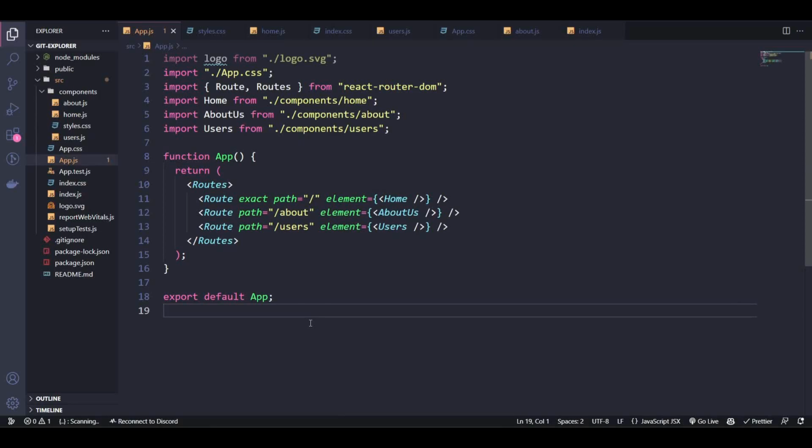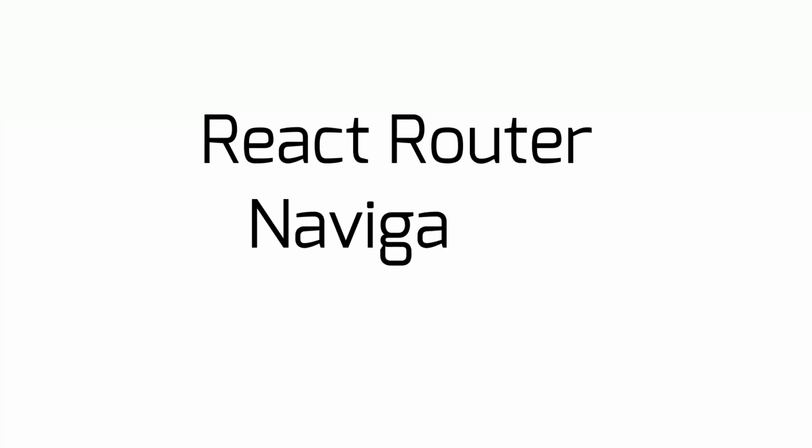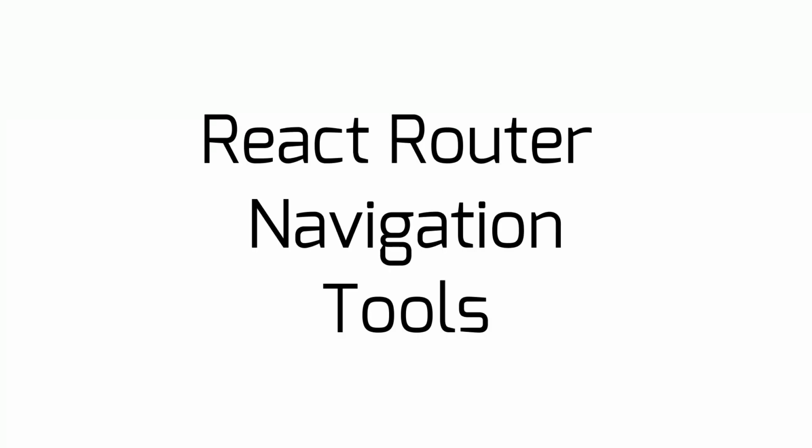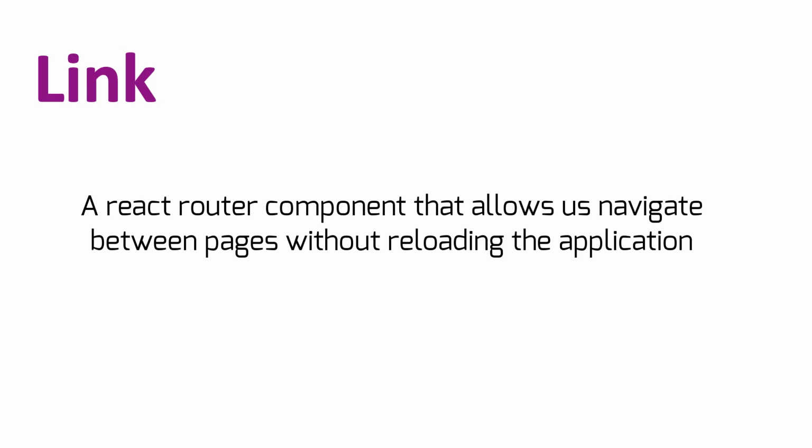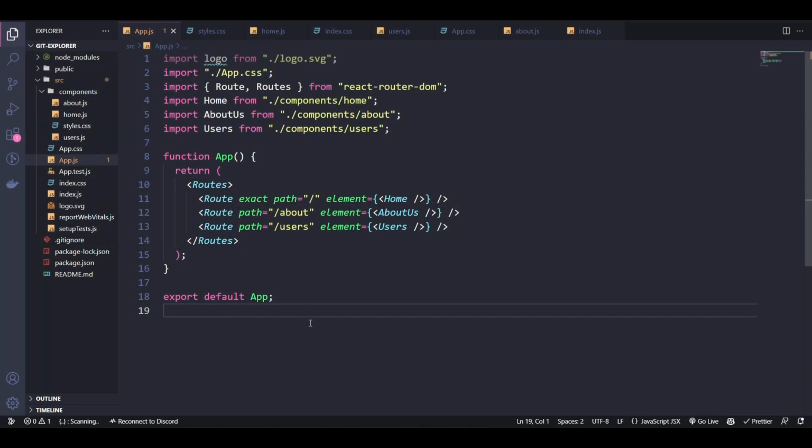Welcome back, guys. Now let's see how we can navigate from the home page to the users page. In React Router, there are a couple of ways we can navigate between pages. The Link component of the React Router library allows us to achieve this without reloading our application, as a mere HTML anchor tag might do. Let's see how we can achieve this.